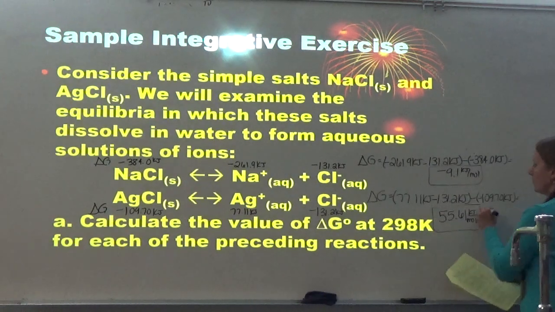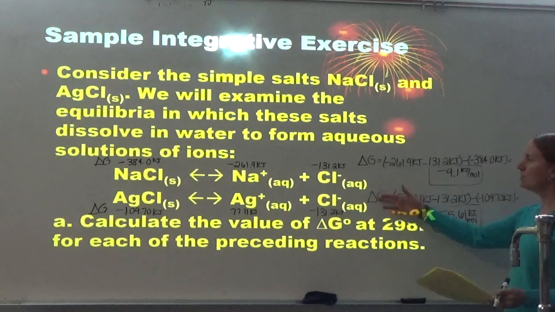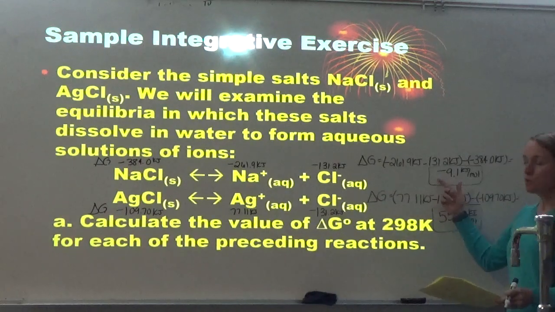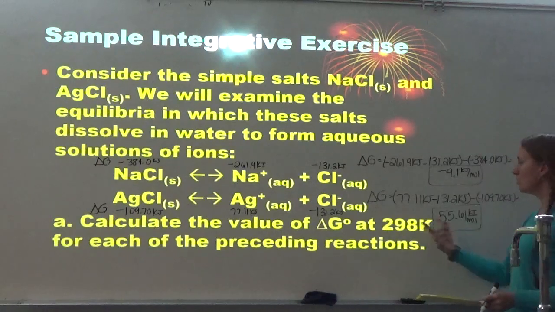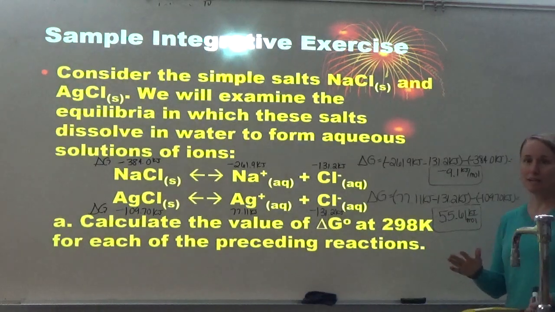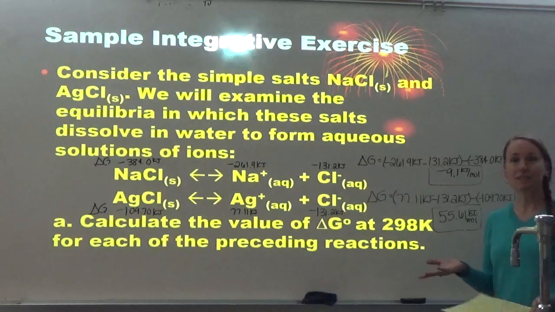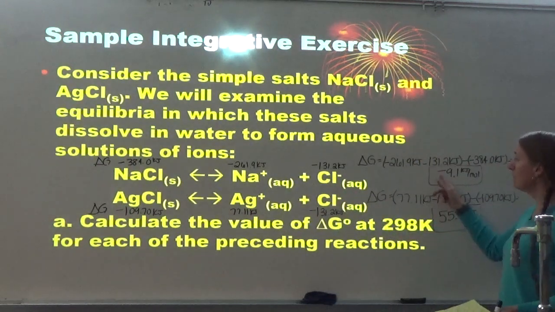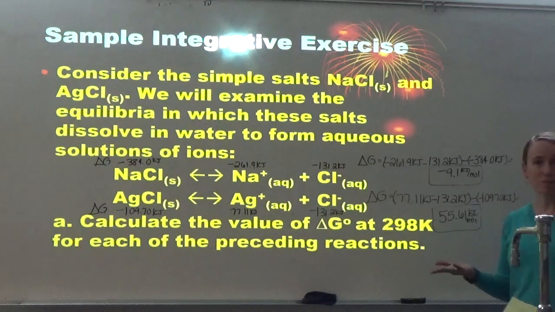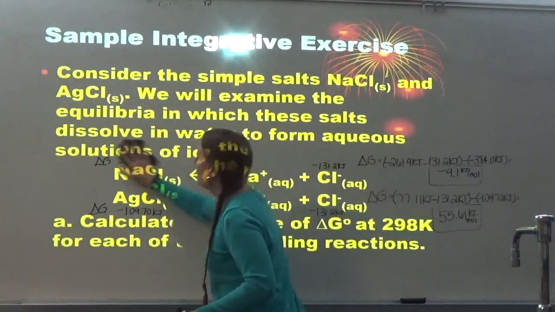So in other words, since this is my delta G, sodium chloride dissolving in water is thermodynamically favorable, whereas silver chloride dissolving in water is not thermodynamically favorable because it has a positive delta G. They didn't ask yet, but that means this would have a large K value, and this would have a small K value. That might be where they're headed.